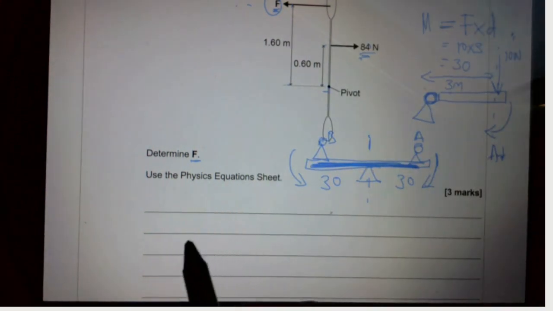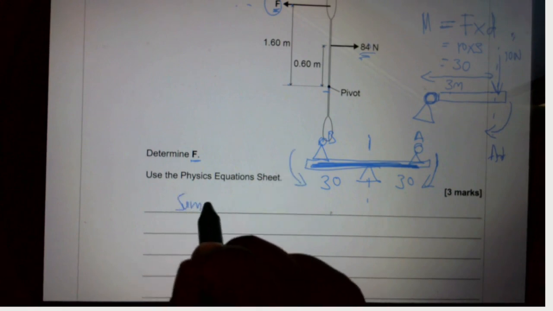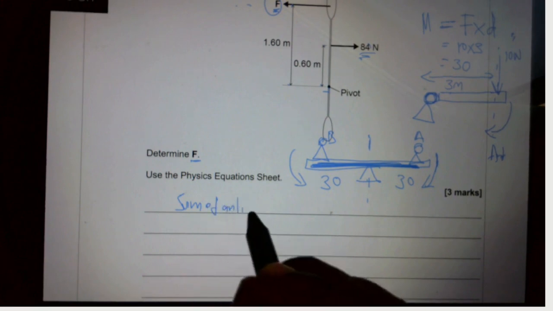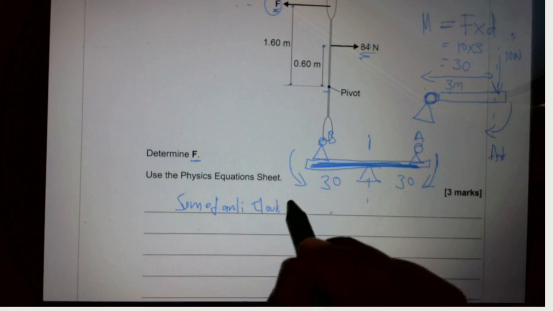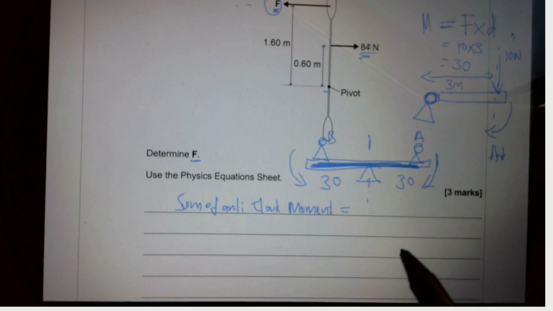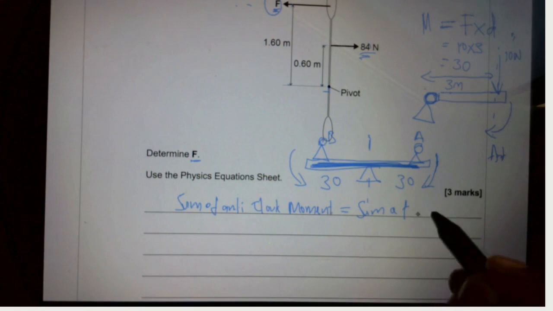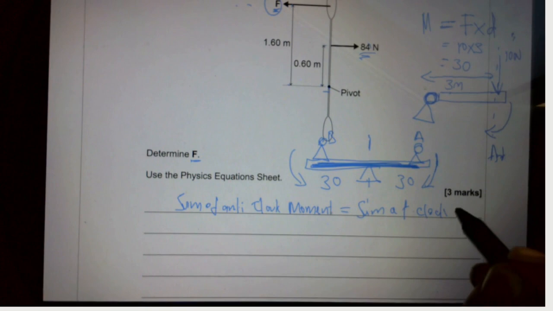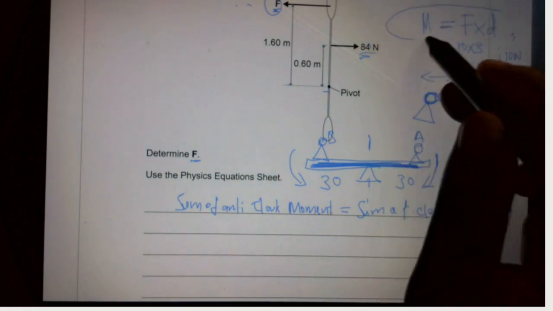To do that, the first thing we'll say is the sum of the anti-clockwise moment is equal to the sum of the clockwise moment. This is called the principle of moments. Then now, what's the formula for finding moment? This is the formula for moment.